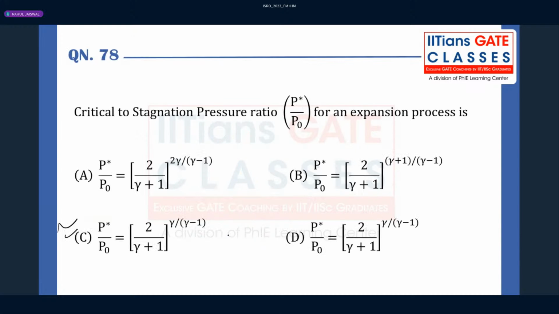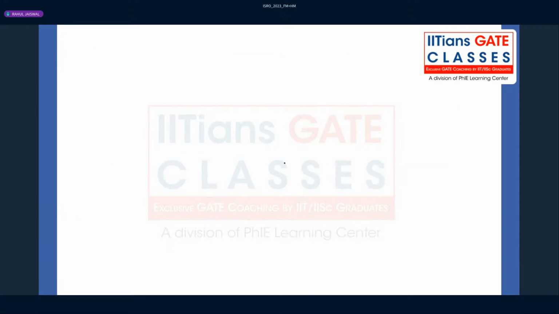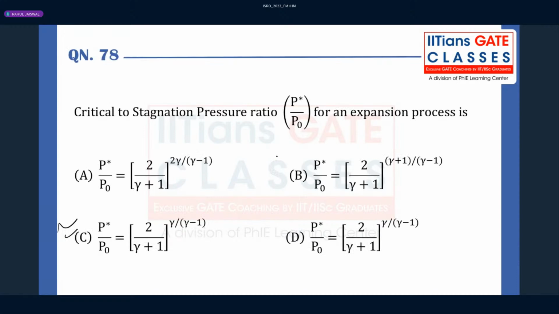Now the next problem asks for the critical to stagnation pressure ratio for an expansion process happening in a particular nozzle, for example. We got the answer as C, no problem. P star by P naught will be (2 by gamma plus 1) to the power gamma by gamma minus 1. C and D look like the same option here, so both will be correct.